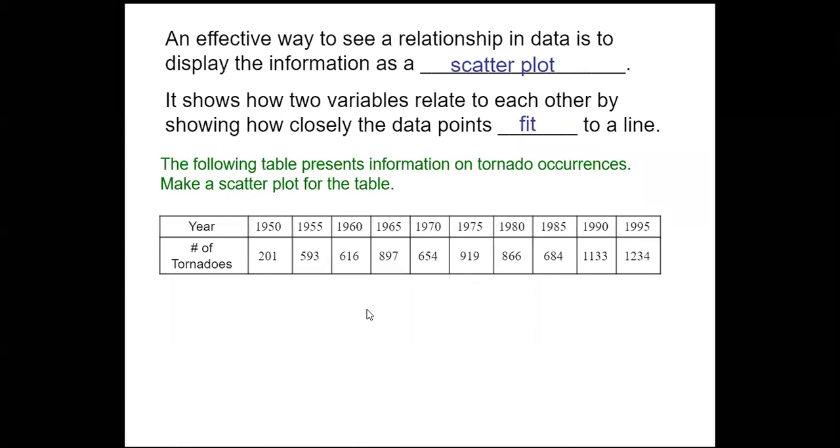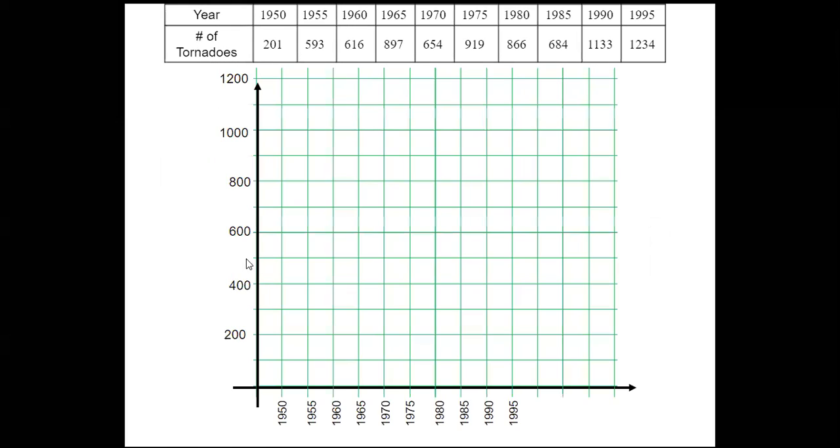The following table presents the information on tornado occurrence. Make a scatter plot for the table. So at the beginning, I have the table, and the table represents the years 1950, 1955, 1960, and so on, and the information on tornado occurrences, so the number of tornadoes. We will start to represent it graphically, and we can note that all the numbers here are positive numbers. For this reason, we are going to represent it in the first quadrant, which is positive and positive.